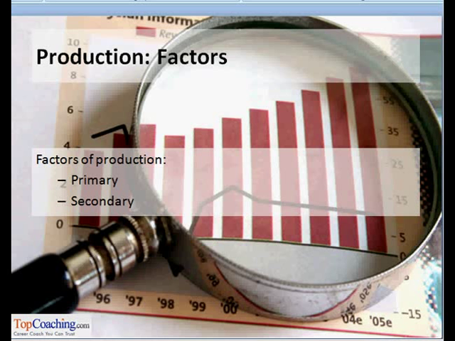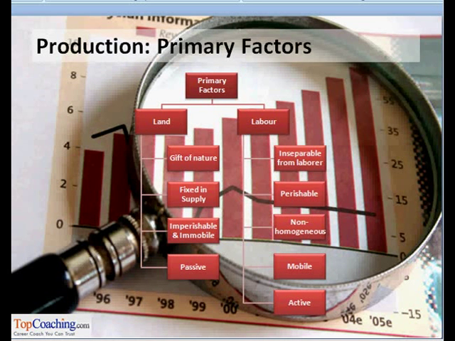After going through the definition of production, now let us see what are the factors of production. Factors of production are of two types, the primary factors of production and the secondary factors of production. So let us begin with the first type, that is the primary factors. Primary factors are such factors without which no production can take place. Land and labor are considered as the primary factors of production. Let us see what are the characteristics of these factors of production and how are they different.